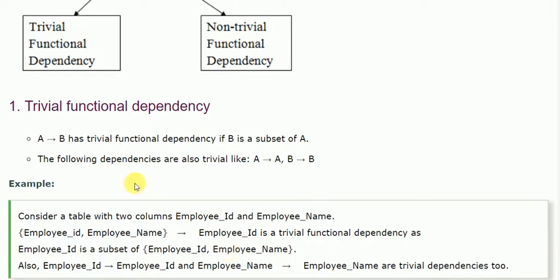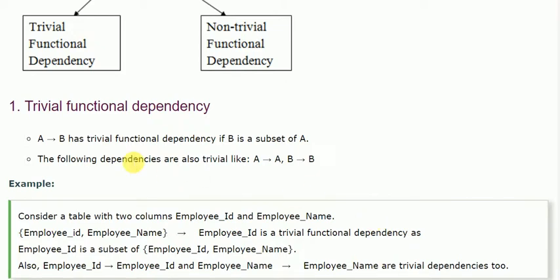Now again, if it is a complete subset, it means employee ID is determining employee ID. Employee name is also determining employee name. That means what? A complete attribute is determining a complete attribute, and similarly a complete name is determining the complete name. These are again trivial dependencies.